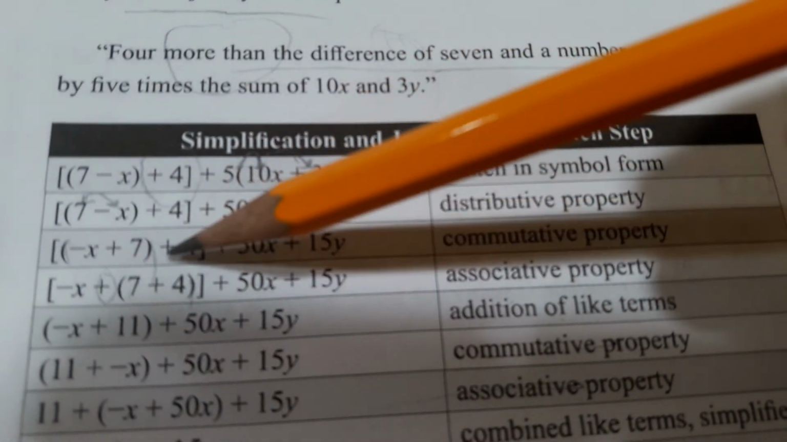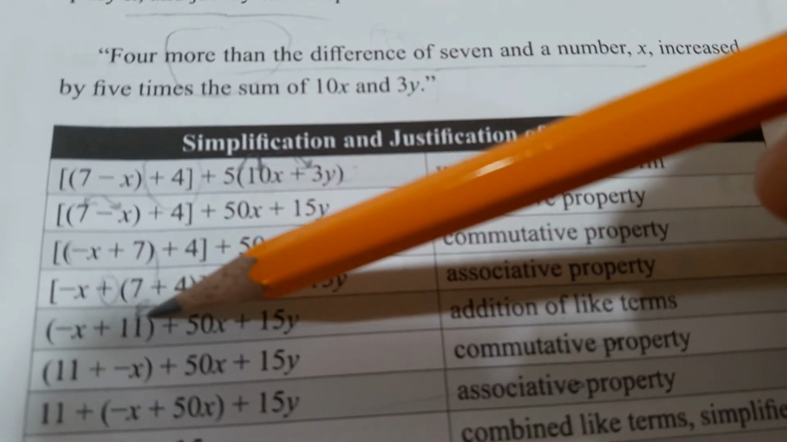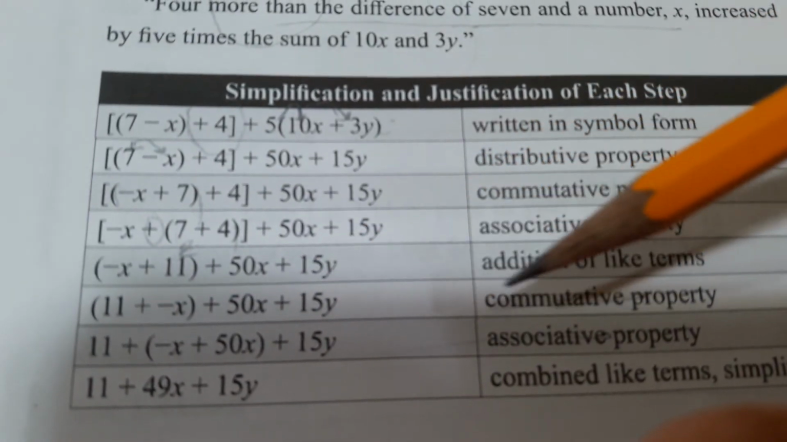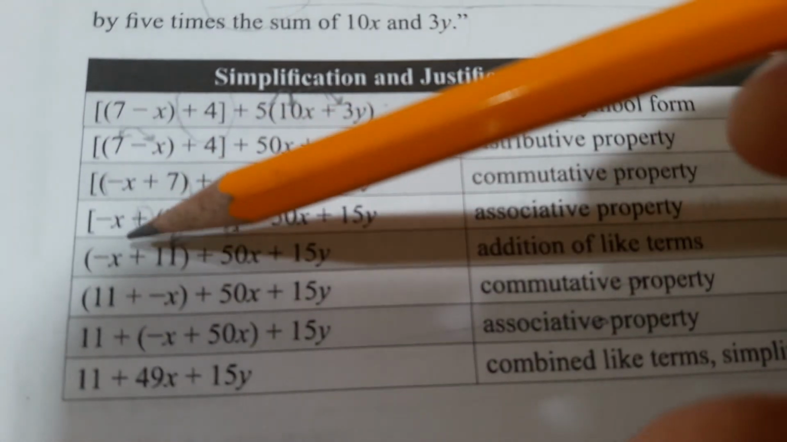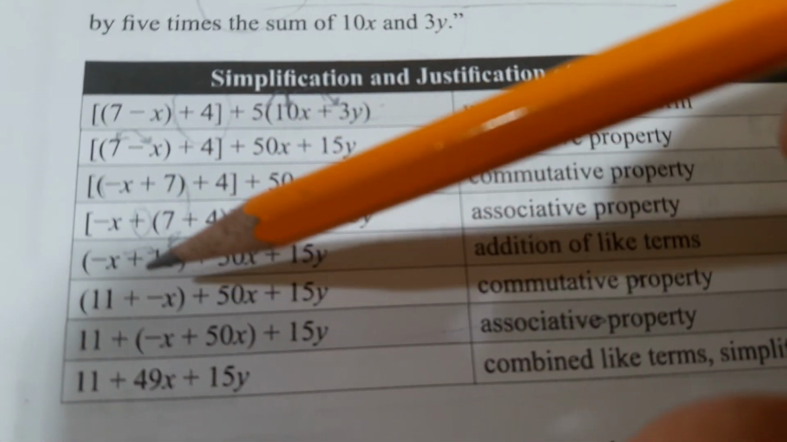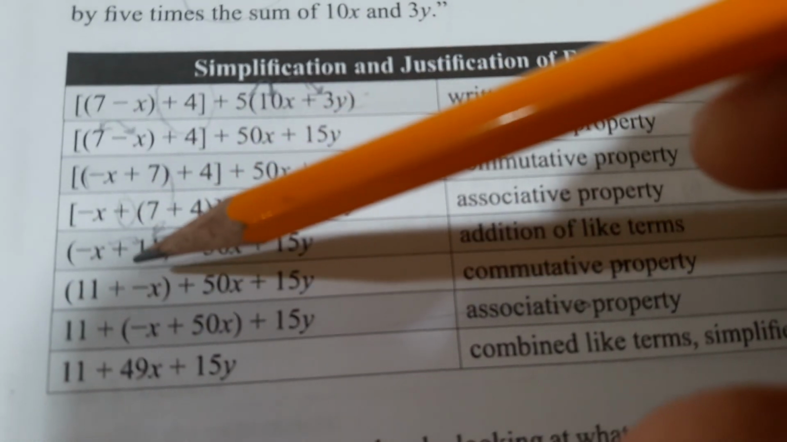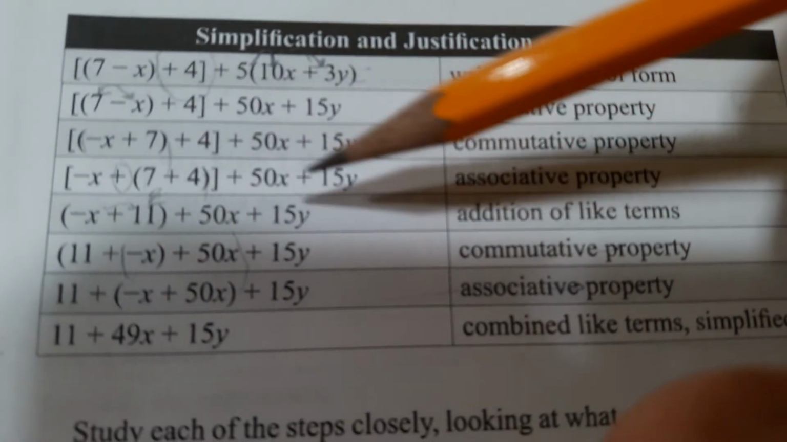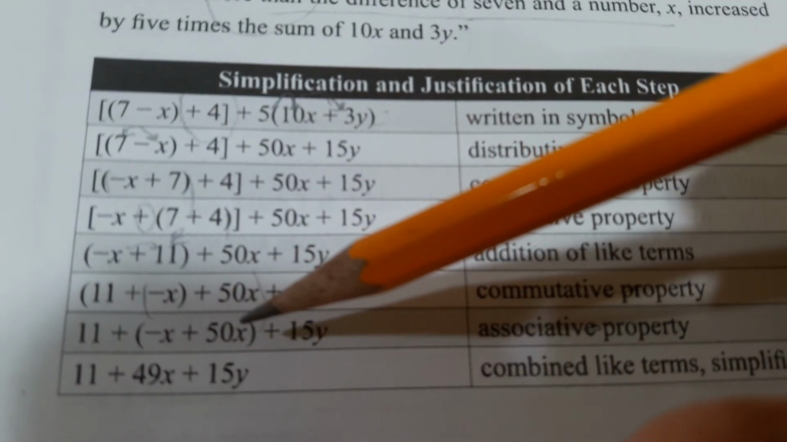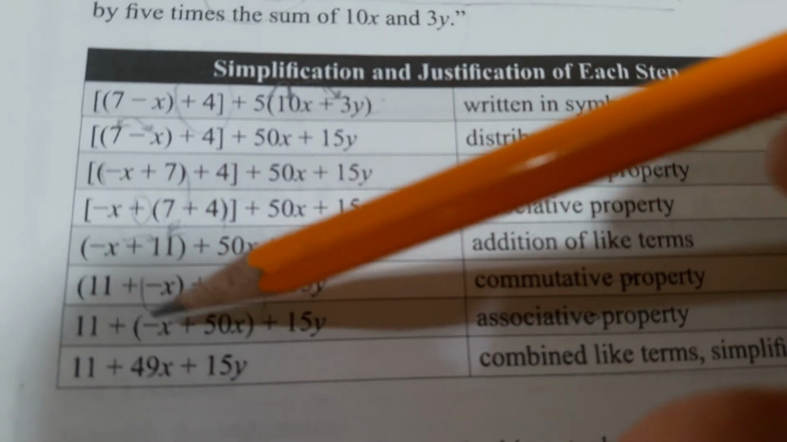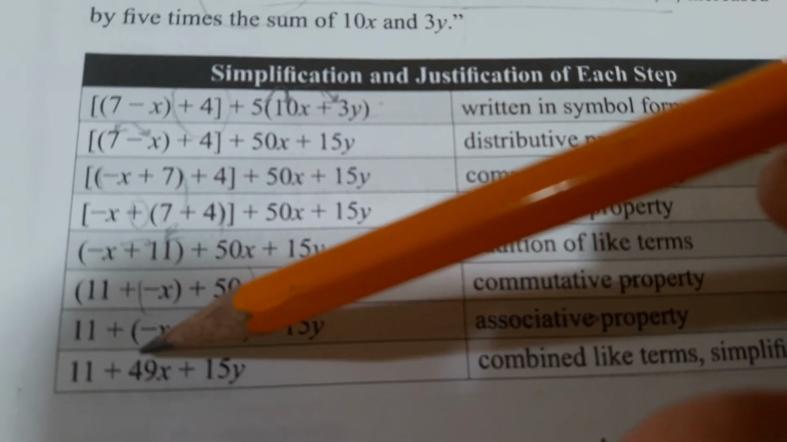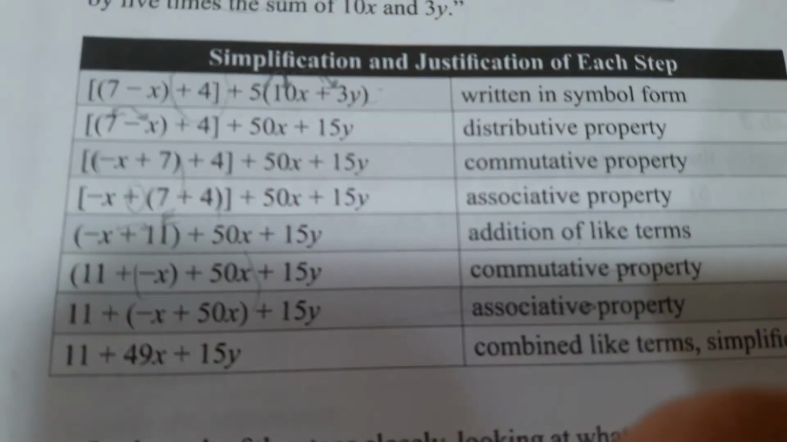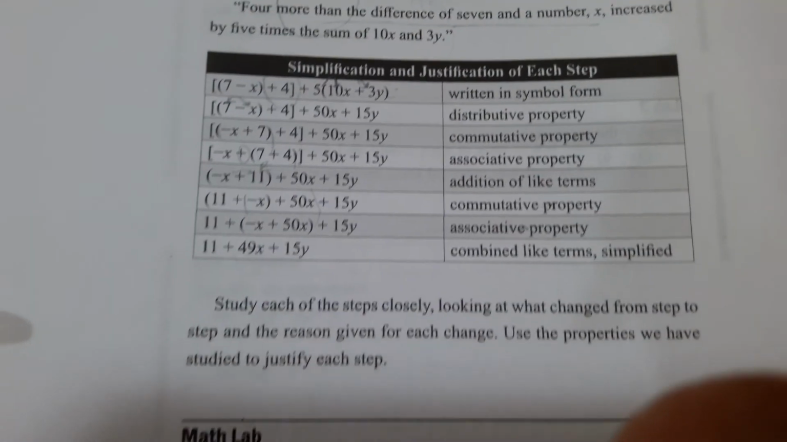Then we added like terms. So 7 plus 4 becomes 11. Now we use the commutative property. And we're going to switch the negative x and the 11. And then we're going to use the associative property to switch these parentheses to right here. And then we're going to combine like terms. So negative x plus 50x is basically like 50x minus x, right? So it's 49x. 11 plus 49x plus 15y. And that is simplified because all the like terms are combined and all the letters are different.